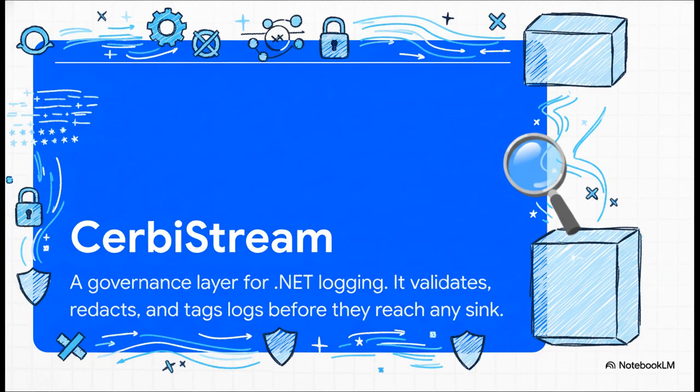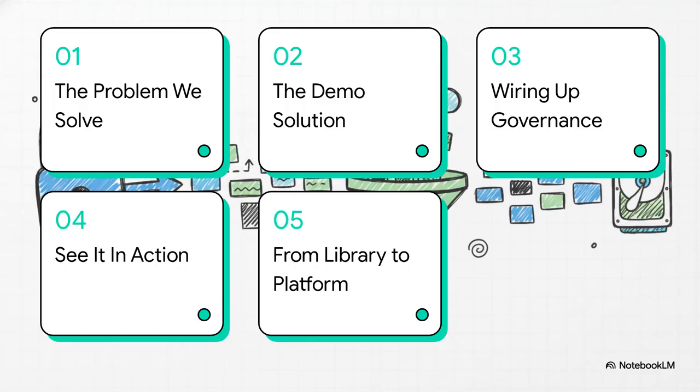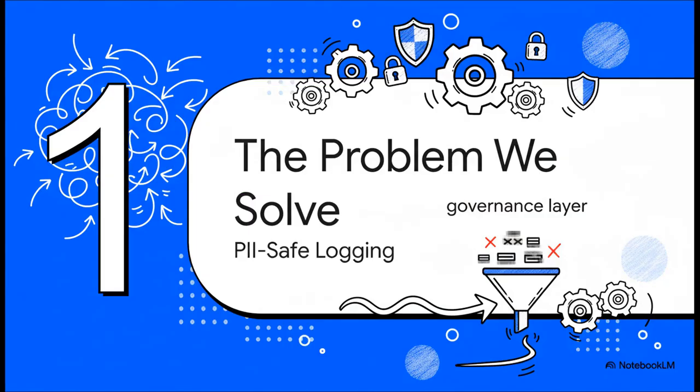So today, we're going to walk through CerbiStream. It's a library that acts as a safety layer, a guard that sits right in front of your existing logger, whether that's Serilog, NLog, whatever, to make sure this kind of leak never happens again. All right, let's get our hands dirty. We're going to do a guided tour of the official implementation demo on GitHub. We'll look at the solution, dive into the code, and see exactly how you can get this thing wired up in your own projects.